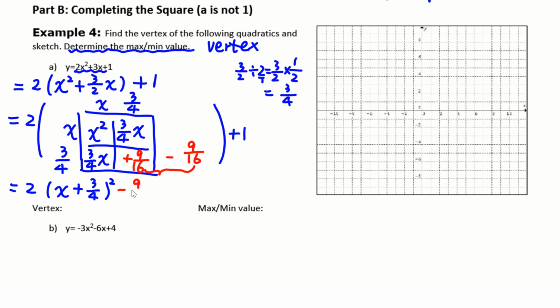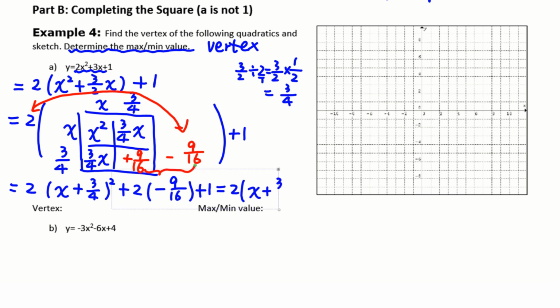The minus 9 over 16, be careful. If you have an a value at the front of the bracket, you need to multiply the a value with whatever is inside the bracket. So plus 2 times negative 9 over 16, then plus 1. Then you could use your calculator to find out. Two times negative 9 over 16 plus 1 will give you negative 1 over 8. And this is done.